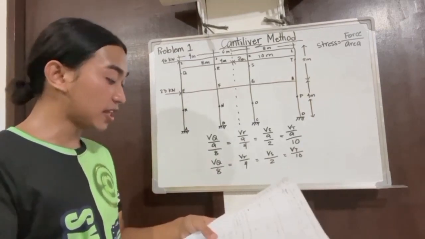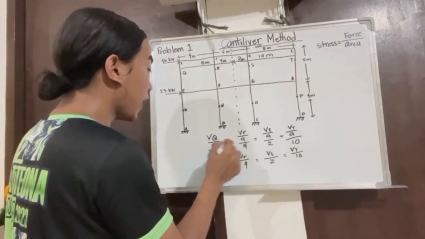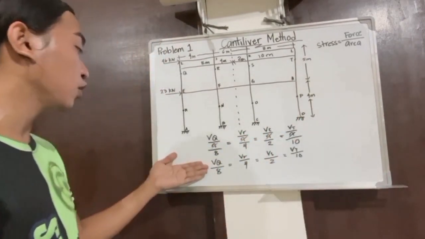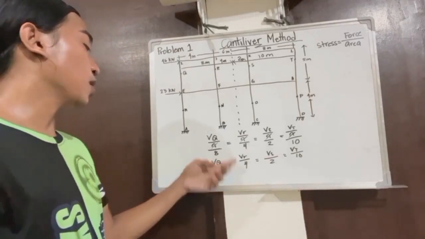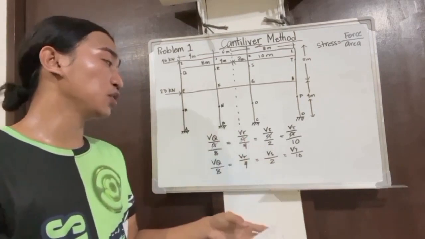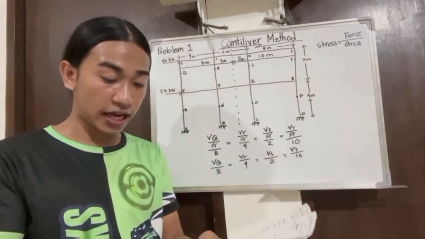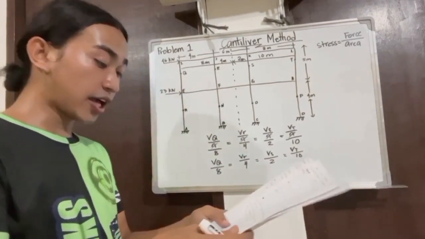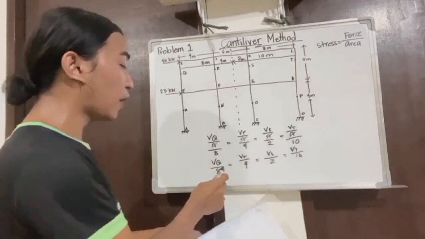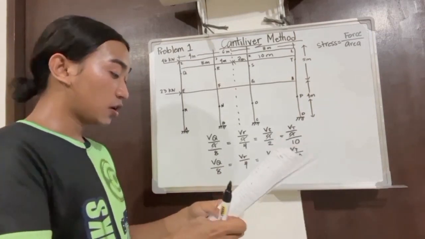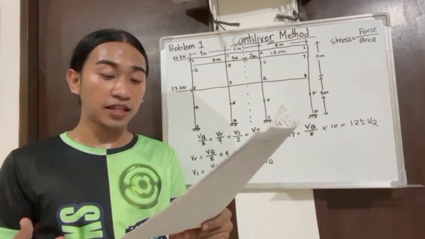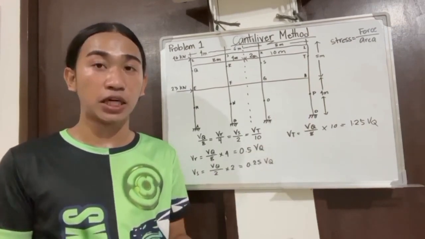And then, cancel the A, so what remains is VQ over 8 is equal to VR over 4 is equal to VS over 2, and then VT over 10. And then to get the value of VQ, we need the expressions for VR, VS, and VT to be in terms of VQ.